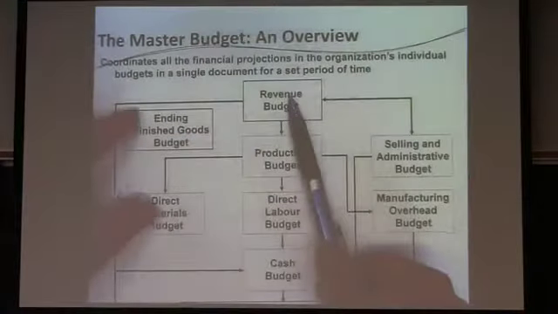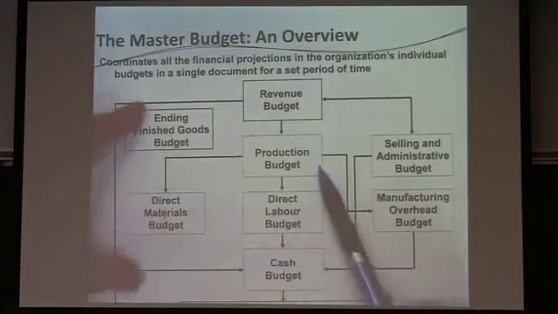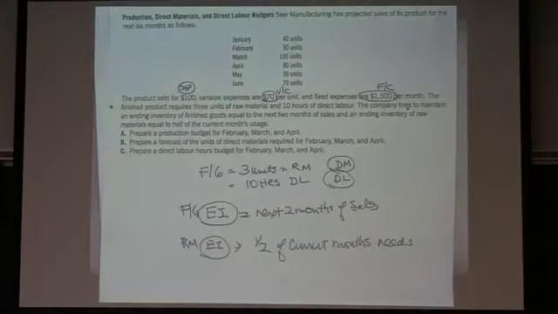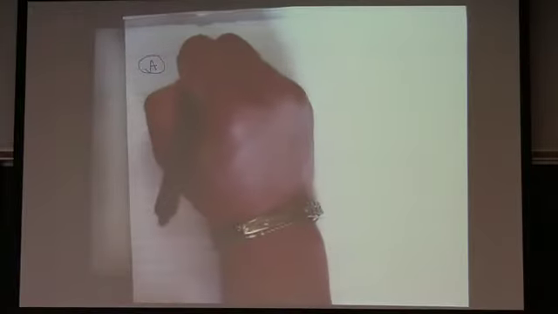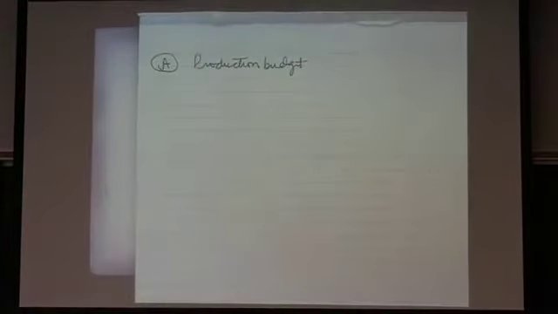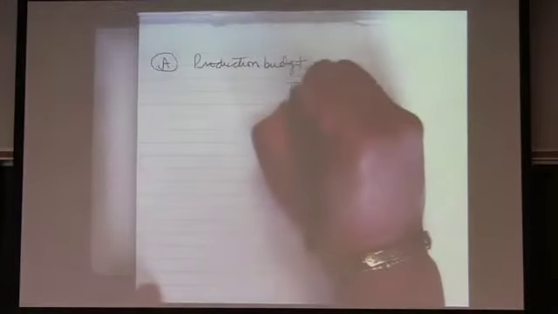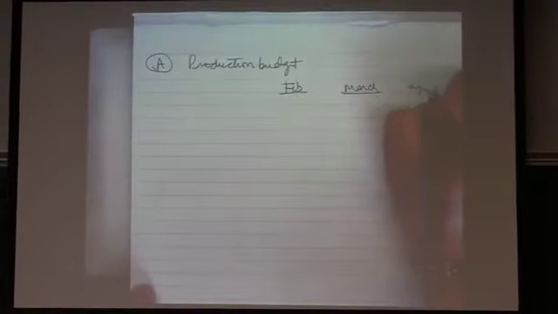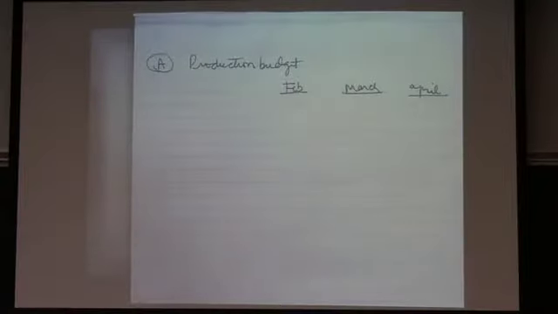We've got the revenue budget, we're asked to prepare the production budget, and then indirectly from that production budget, we need to prepare the materials and the direct labor budget. That's essentially the question for Sears. So let's start answering the question. For the production budget, I like to use the column approach when I do budgeting. So I've got February, March, and April.